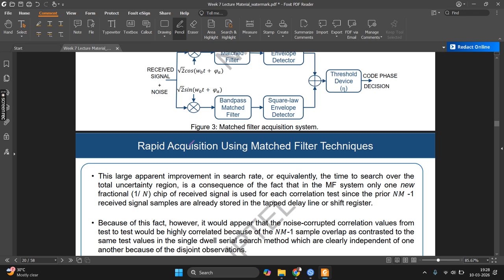This large apparent improvement in search rate, or equivalently the time to search over the total uncertainty region, is a consequence of the fact that in the MF system only one new fractional chip of received signal is used for each correlation test. So here you are only correlating small blocks at a time. You are not correlating the entire thing at once and then again the entire thing. So you can reuse the code for a longer time, and you are also making decisions much faster as compared to serial correlation.